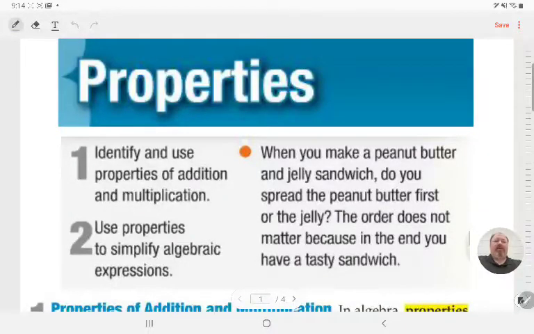Okay, so today we're going to talk about properties. We're going to identify and use properties of addition and multiplication. We're going to use properties to simplify algebraic expressions.